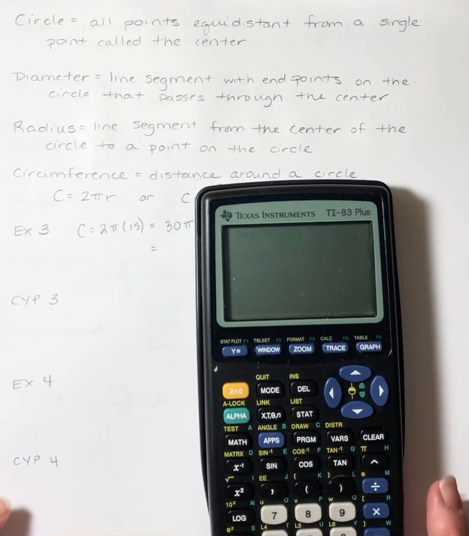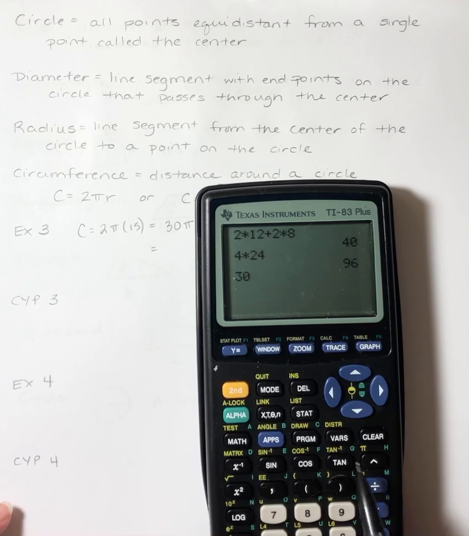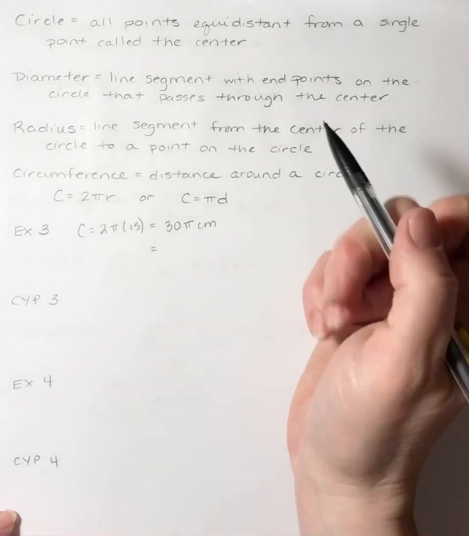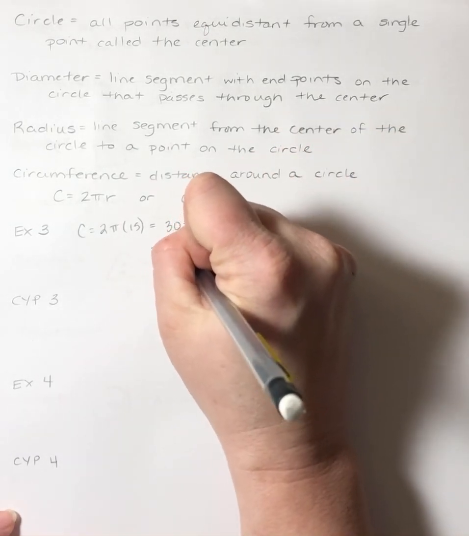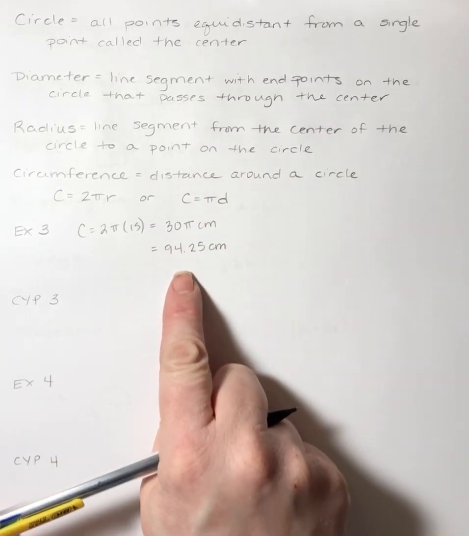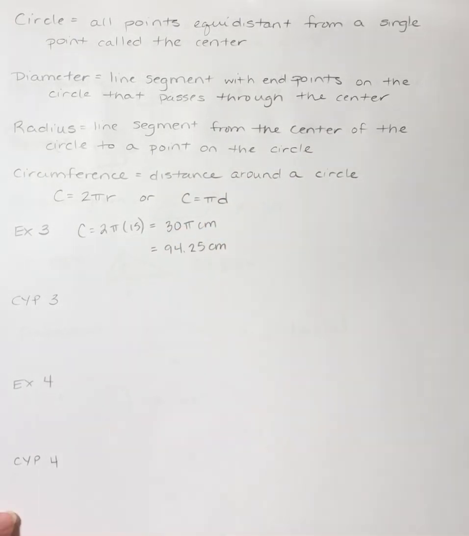So on my calculator, I'm going to take 30 times pi. I'm going to use this number right here. So 30 times pi. And to the nearest hundredth means 2 places. So I'm going to do 94.25. And it's still going to be in centimeters. So exact, rounded. Okay, and you're going to be asked to do both ways.